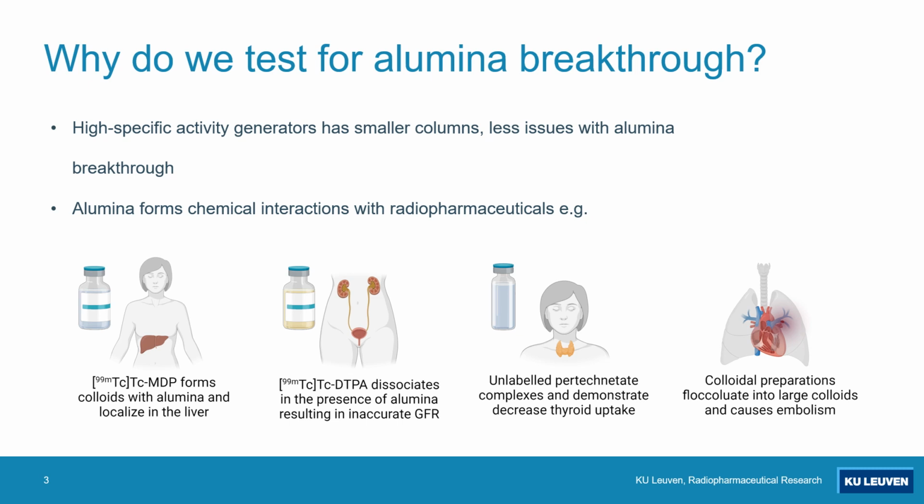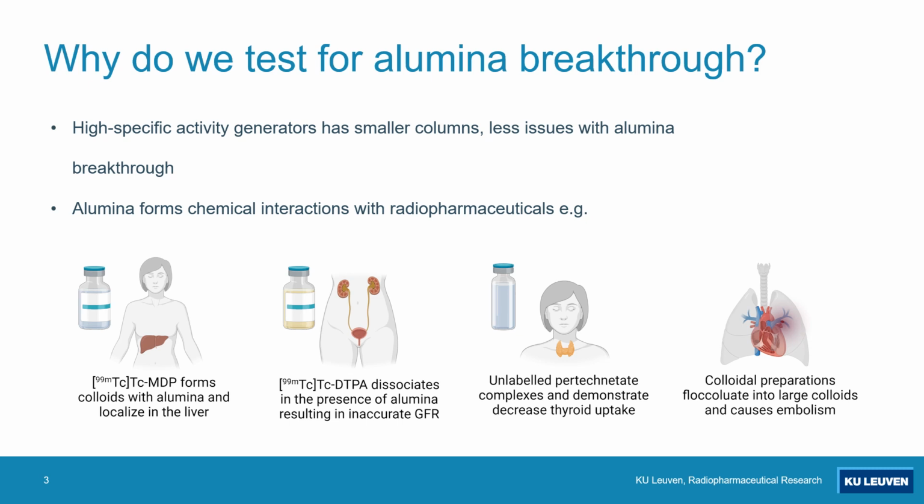Just as an example, if there is some alumina present in your eluate when you label MDP, it will form colloids and localize in the liver, for instance. If you label DTPA for GFR measurements, the presence of alumina will influence the radiolabeling and result in free pertechnetate and then an inaccurate GFR determination. You will of course not realize this.